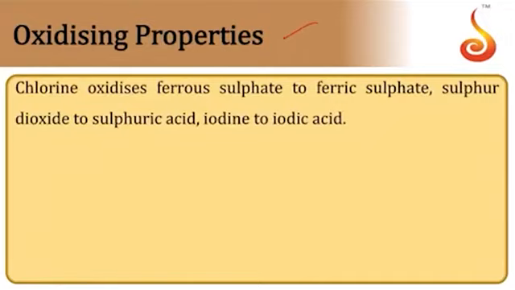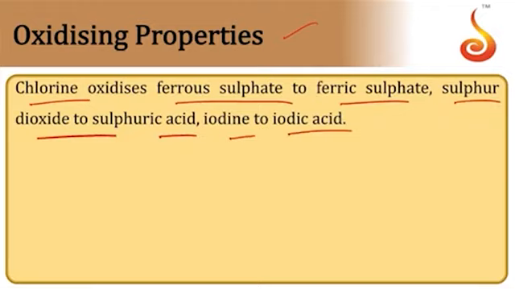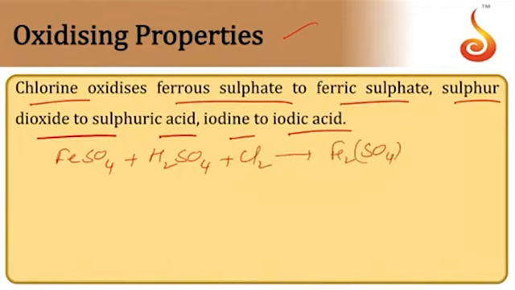Then coming to the oxidizing properties of chlorine. Chlorine oxidizes ferrous sulfate to ferric sulfate, sulfur dioxide to sulfuric acid, and iodine to iodic acid. Let us take the reactions. Ferrous sulfate, FeSO4, in acidic medium H2SO4, plus chlorine, gives Fe2(SO4)3 plus HCl. So ferrous sulfate becomes ferric sulfate.